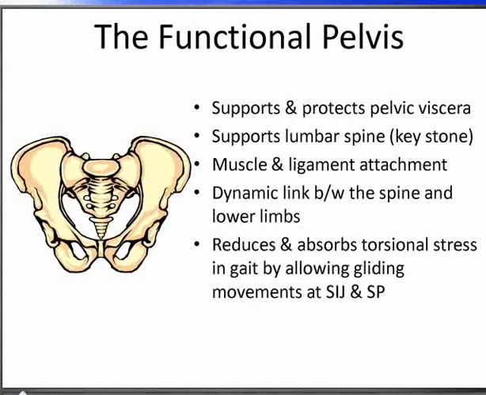So when you think about when we're walking, when we take a step forward, let's say with our right foot, we're absorbing ground reaction force, and that load has got to be transferred through that lower leg, eventually through the pelvis, and across the pelvis into the lower back, and then eventually into the opposite arm. So the pelvis acts to reduce and absorb torsional stresses when we're walking, and it does so by allowing some gliding and sliding type movements, particularly through the sacroiliac joint and through the symphysis pubis joint.